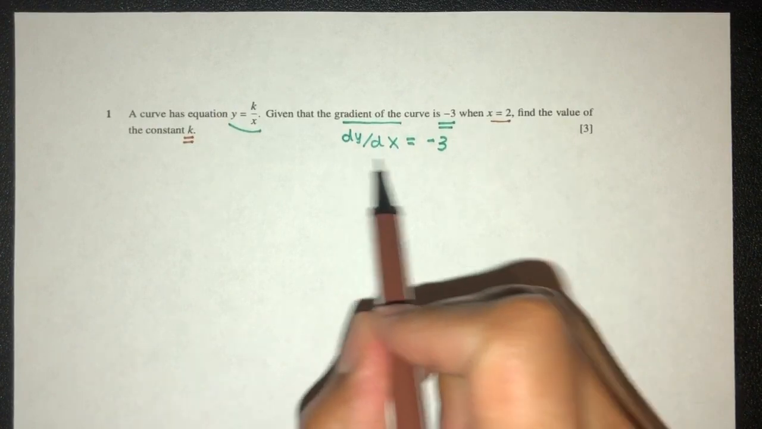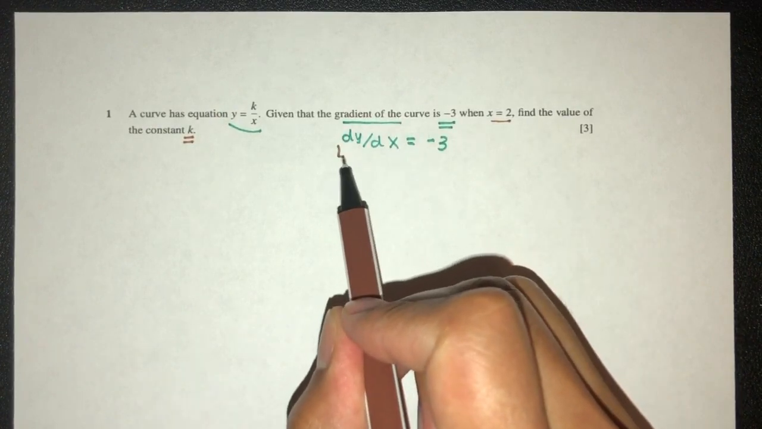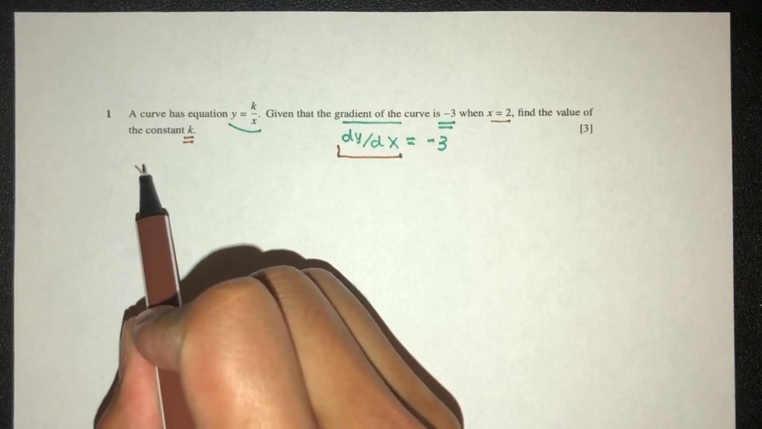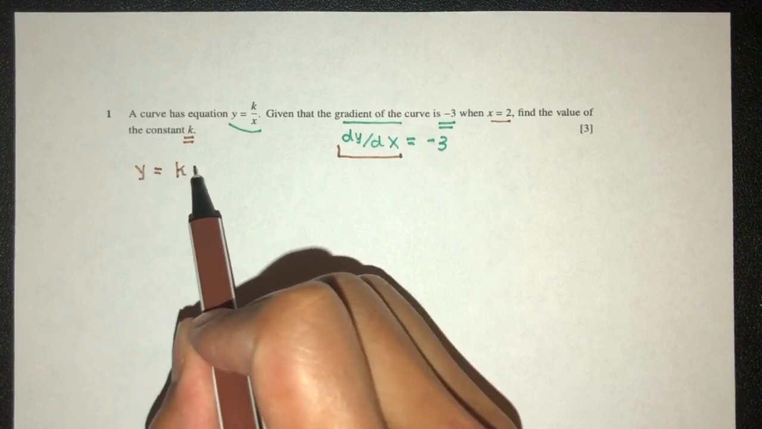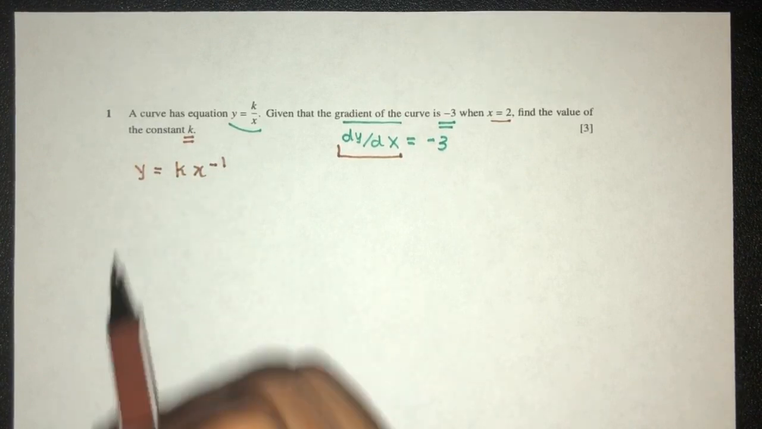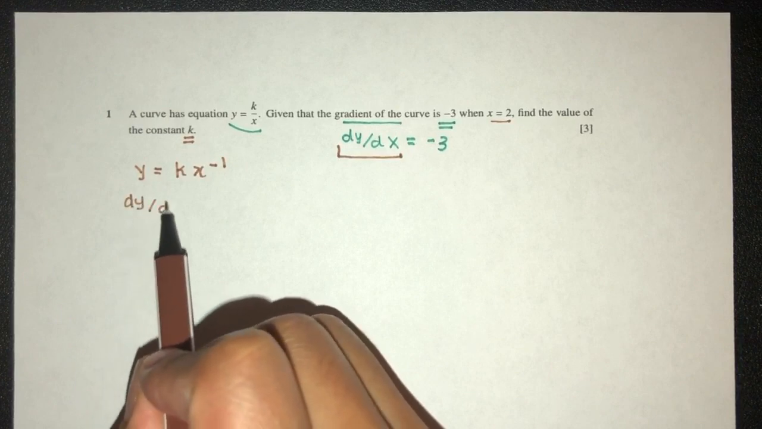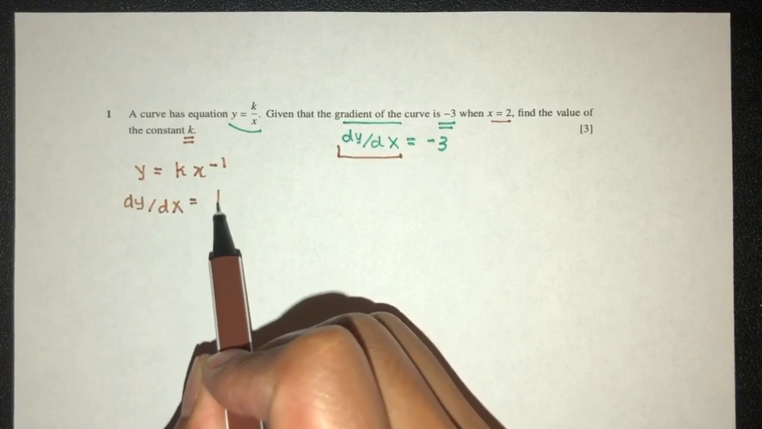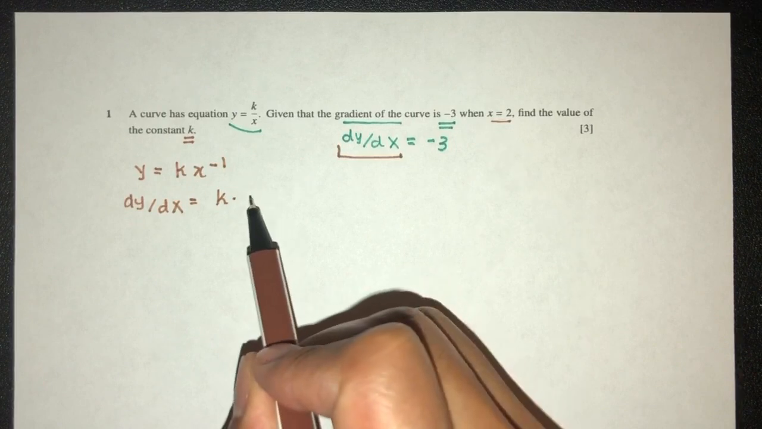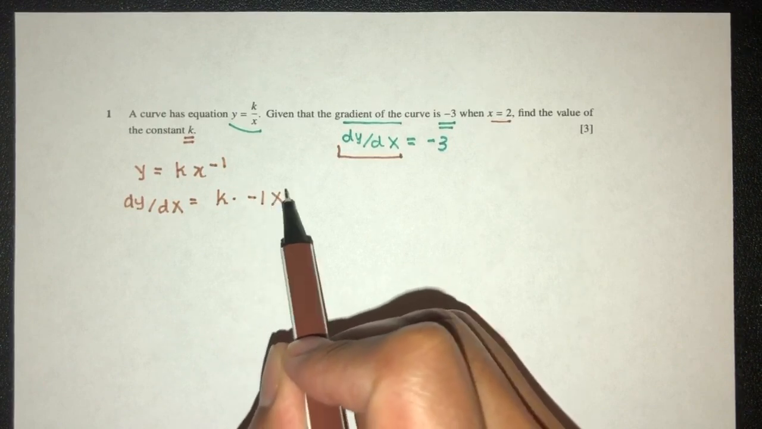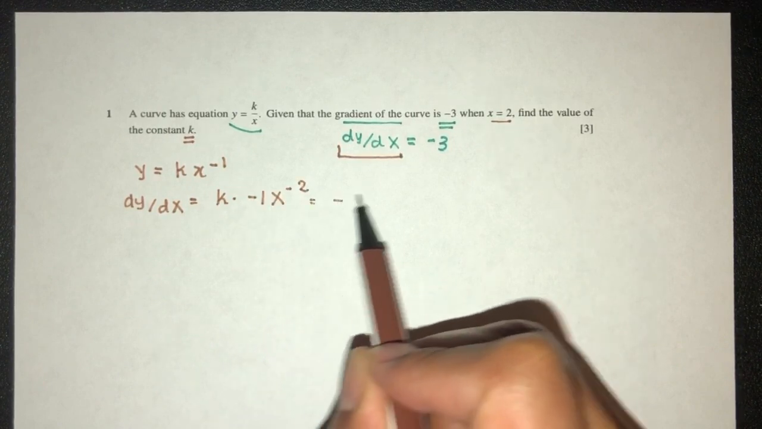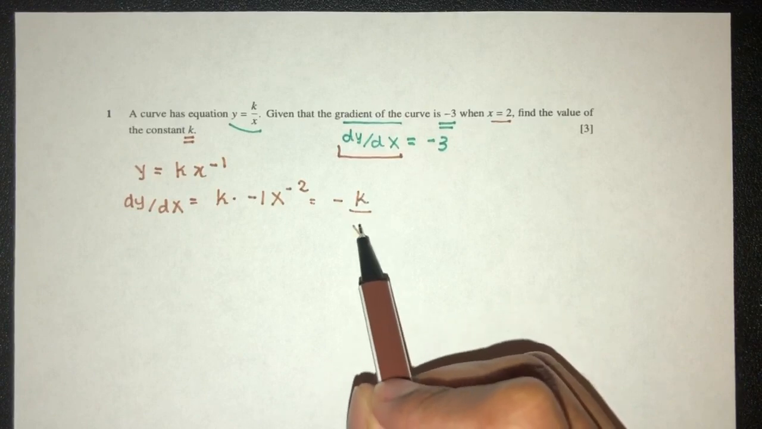So one by one, we know this. How do we find dy by dx? We know y can also be written as k x to the power minus 1. So dy by dx will be what? k is only a multiple, so leave k outside, then multiply by the power, and then minus 1 from the power. That will be minus k over x squared.